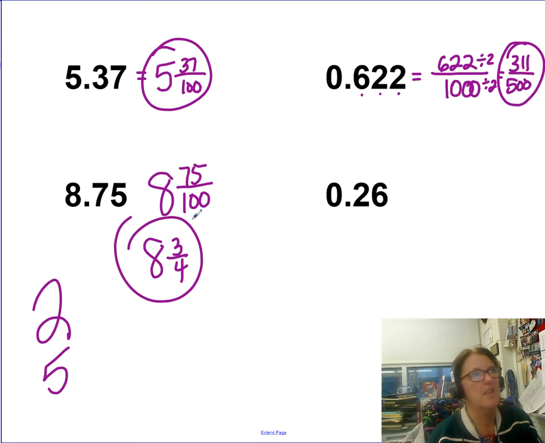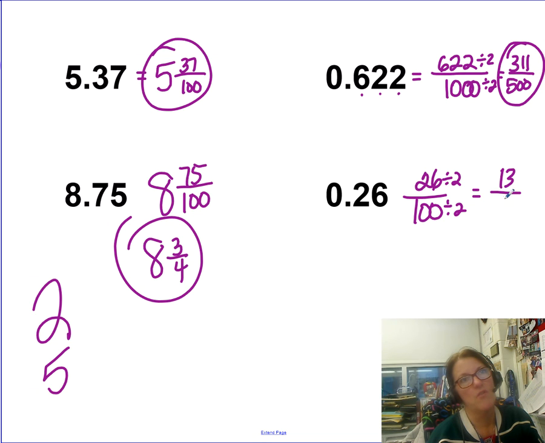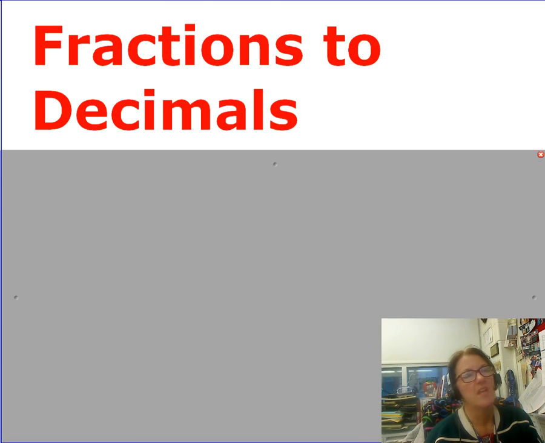3/4. I like that, I'm thinking of money. 0.26, no, 26 hundredths. Okay, factor a 2 out of here. That gives me 13 over 50. 13 is not divisible by 2. It's not divisible by 5. Simplest form. 13, in fact, is prime. So I'm done.